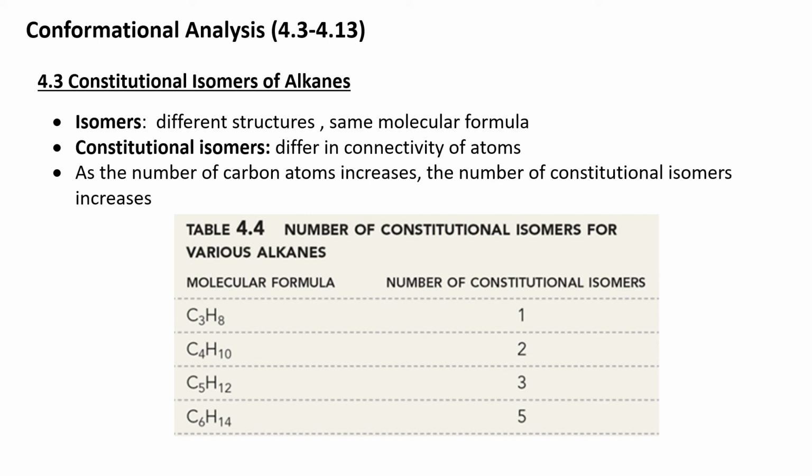which might be isomers. Isomers are different structures with the same formula. And we should know at this point, which we've covered, that constitutional isomers differ in the connectivity. So they have the same formula, but a different connectivity of the atoms. And as we increase the complexity of our molecules, namely the number of carbons, the number of constitutional isomers also increases. So as our molecules get larger, we increase the number of constitutional isomers.